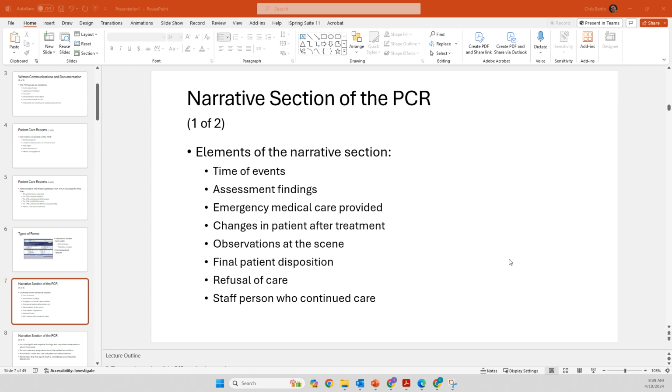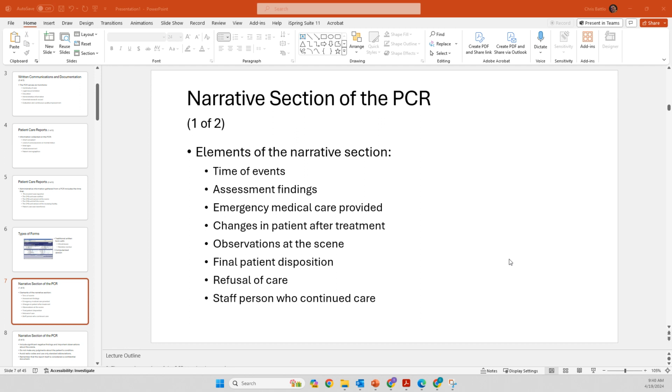Elements or time of events. What were your assessment findings? Was the patient conscious, alert, oriented? What did you find? And as we go through the course, we'll go through different types and different methods for how to chart.